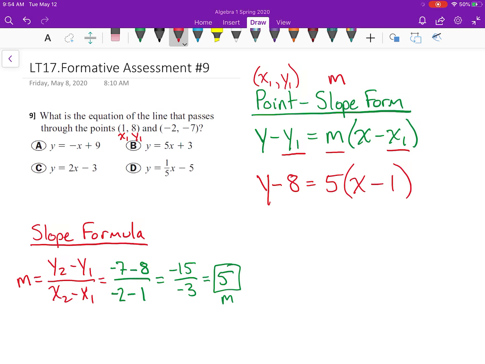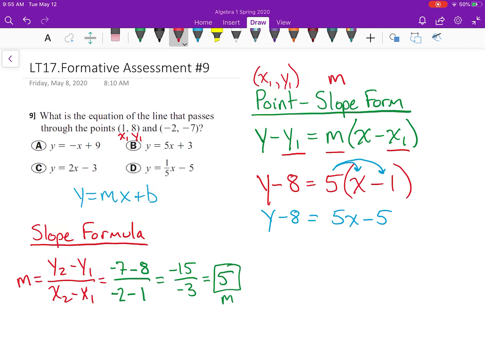If I look at my 4 choices here, all of these are written in slope intercept form, which is y equals mx plus b. So I need to convert my point slope form into slope intercept form. And the steps to do that are to distribute my slope. So 5 times x would be 5x. 5 times -1 would be -5. And I still have y minus 8.